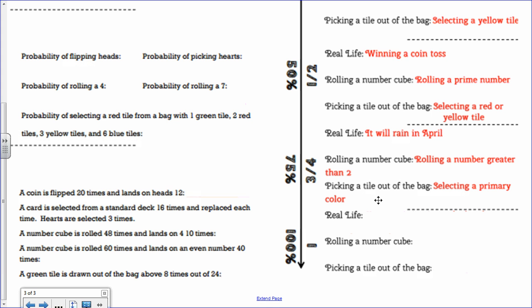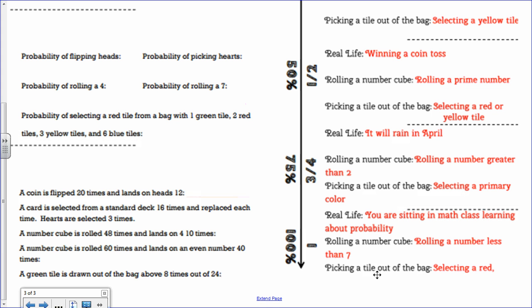And then the last type is certain probability, which has a 100% chance of occurring, or a 1. In real life, this would be you're sitting in math class learning about probability. Rolling a number cube, if you roll a number less than 7, it's a 100% chance. And picking a tile out of the bag and selecting a red, a yellow, green, or blue, which were all the different tiles in the bag originally.